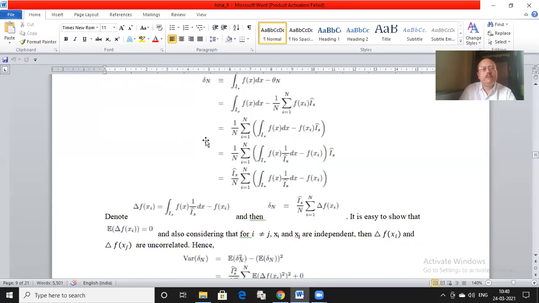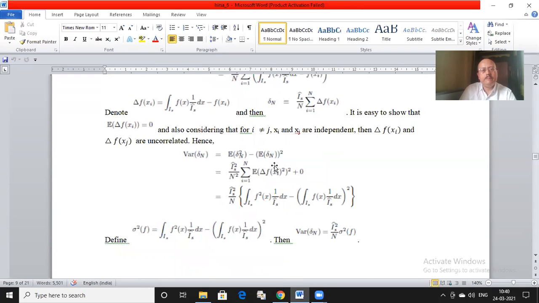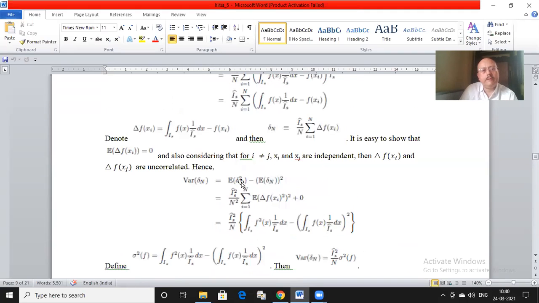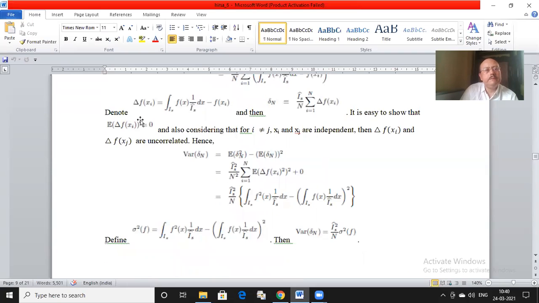So we want to figure out the variance of delta n. For the variance of delta n, this is the expression that we typically have. The expectation of delta n will be 0, so this is the square error. And this square error can now be rewritten as the integral of f squared minus the integral of f, whole squared. So that's the standard way of writing the square.